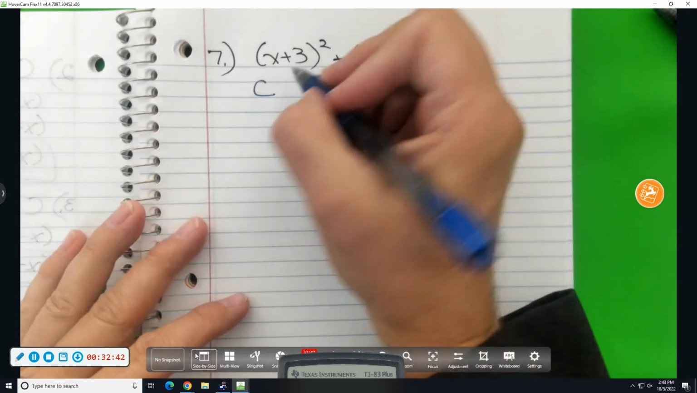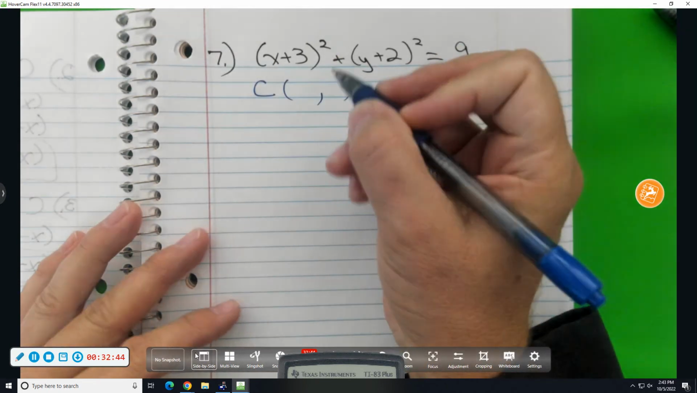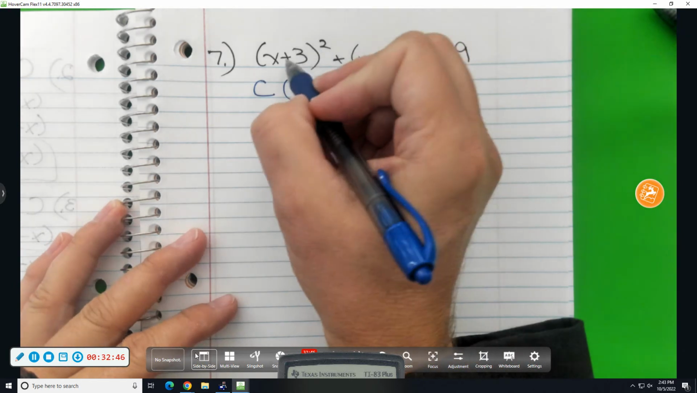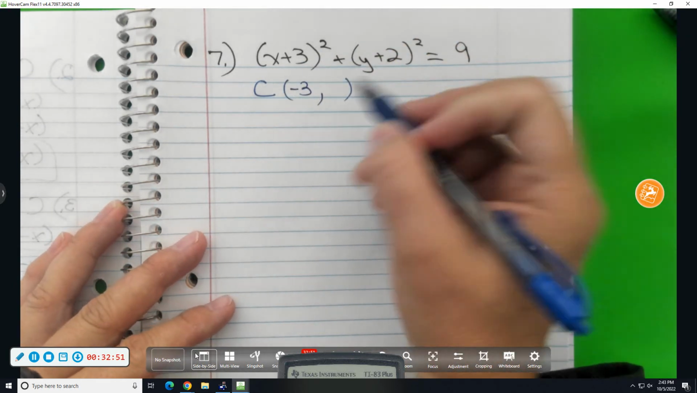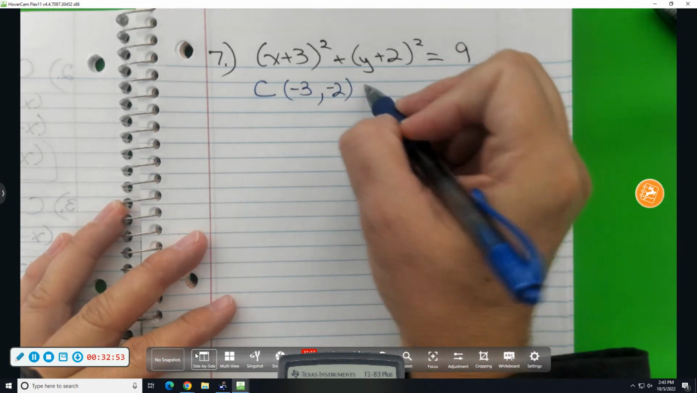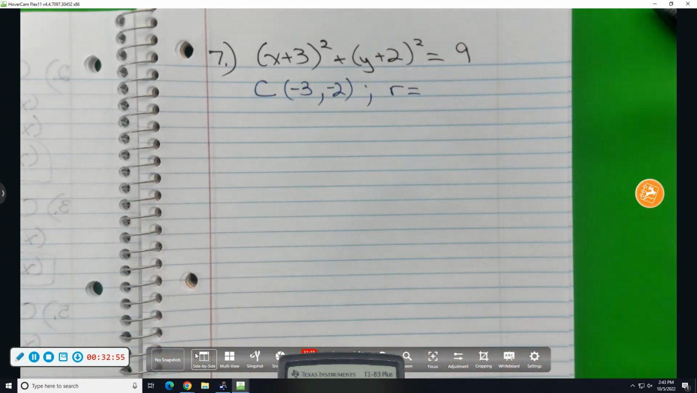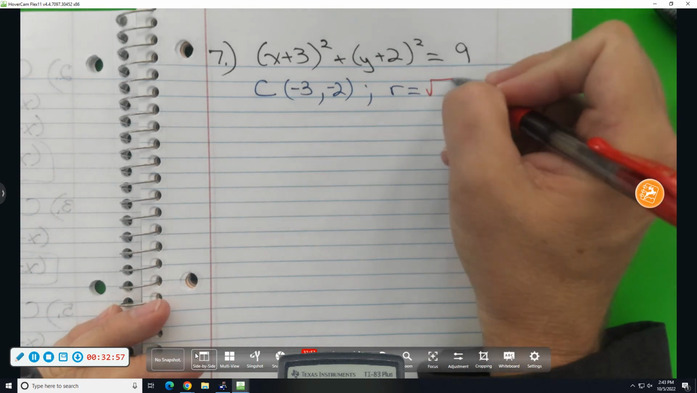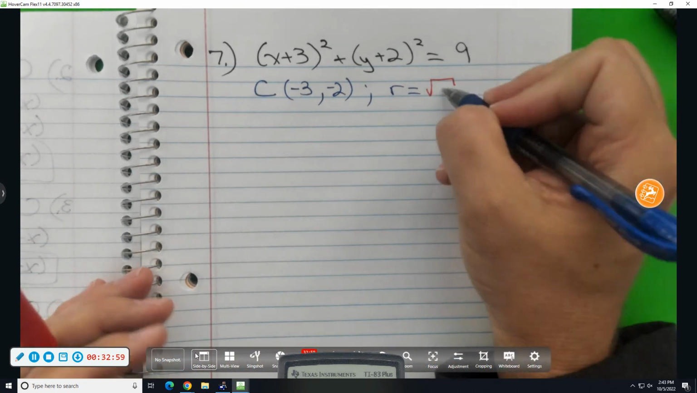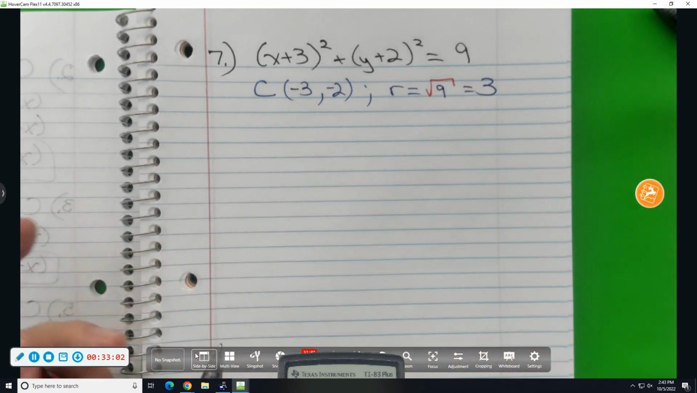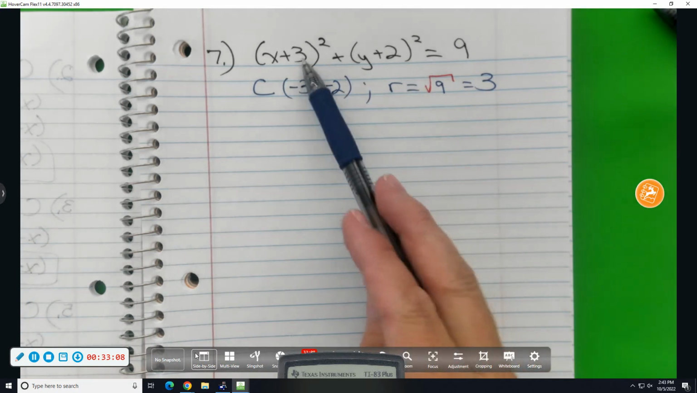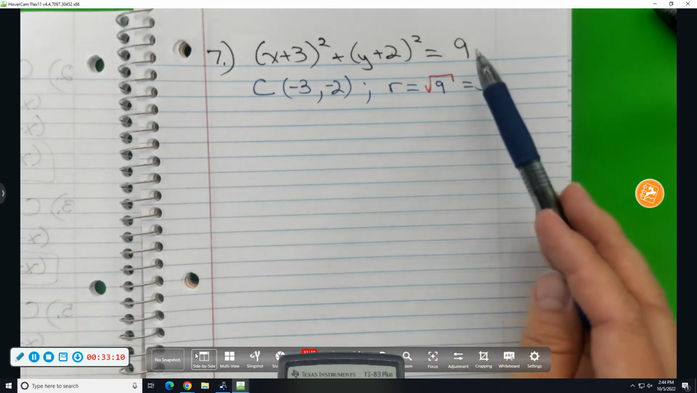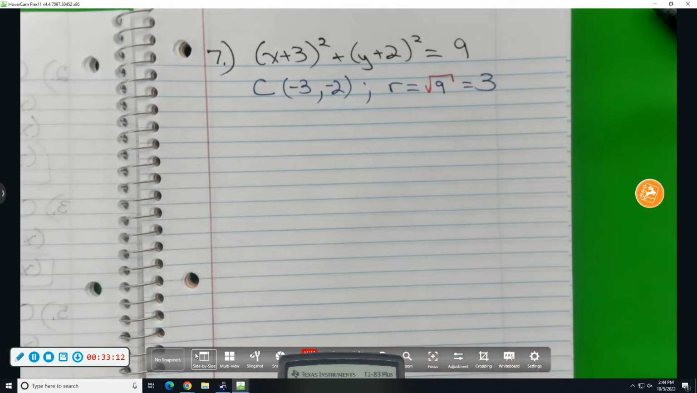The center, what's the x-coordinate of the center? -3, change sign, I agree. Here, -2. The radius, we take the square root of 9, which gives us 3. And that's all we need in order to draw the graph. Change sign, take the square root.